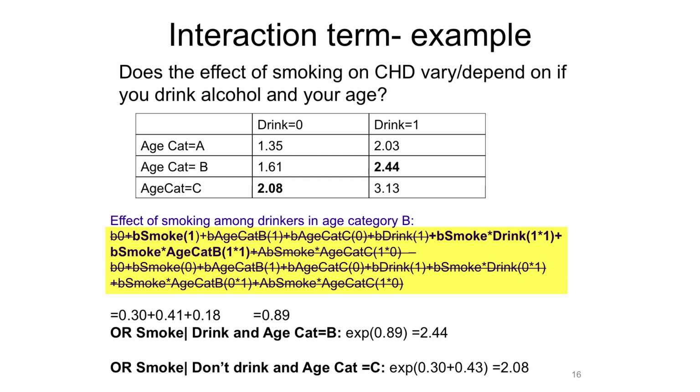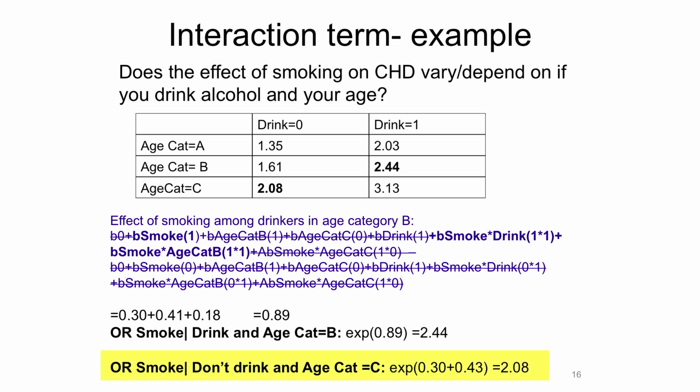We then scratch out whatever equals 0 or cancels out, comparing the log odds for smokers and non-smokers. We can see that we're left with the smoke coefficient, the smoke times drink coefficient, and the smoke times age category B coefficient. Again, this makes sense because these are the only coefficients that differentiate smokers from non-smokers in this category of drinkers in age category B. All of these coefficients include smoke, which is what differentiates smokers from non-smokers in terms of effect on CHD.